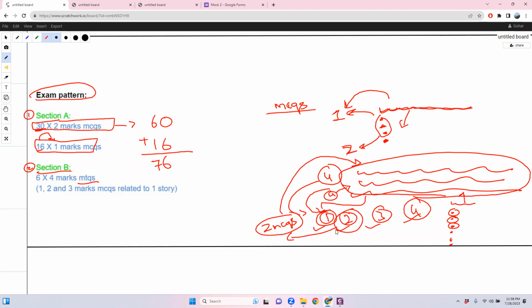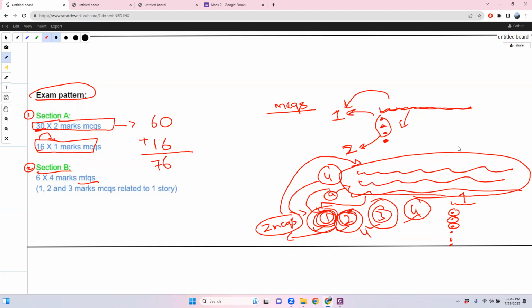Or there can also be a combination of all the types of questions that I just told you. For example, there can be one 2 mark question and two 1 mark questions. That will be a total of 4 marks. There can be one 3 mark question and one 1 mark question available in the exam for a single MTQ. This will again be a total of 4 marks.